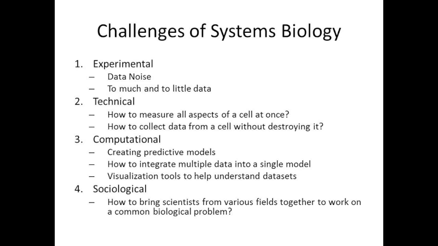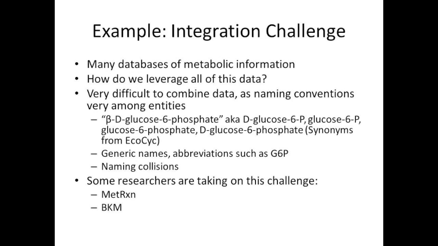Here is one example of how a simple problem in systems biology can turn out to be a really big headache. We have all these databases of information. Many of these databases even have the same kinds of information, for example, E. coli metabolic pathways. Maybe we want to pull this data together from the different databases and compare them, to see if they have the same information or if one is missing parts that the other has.